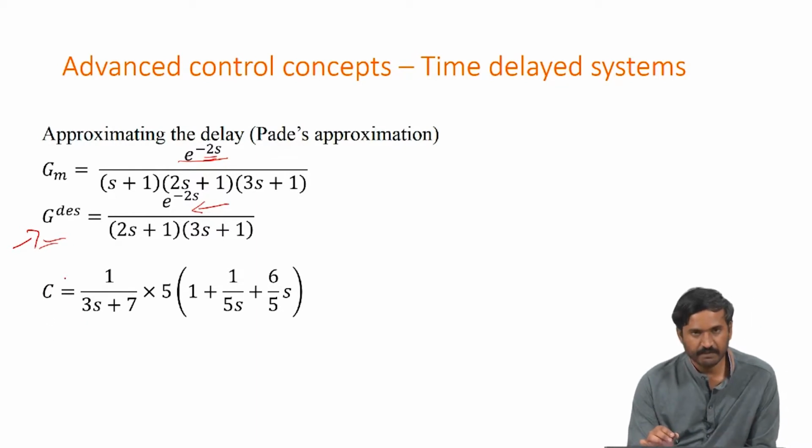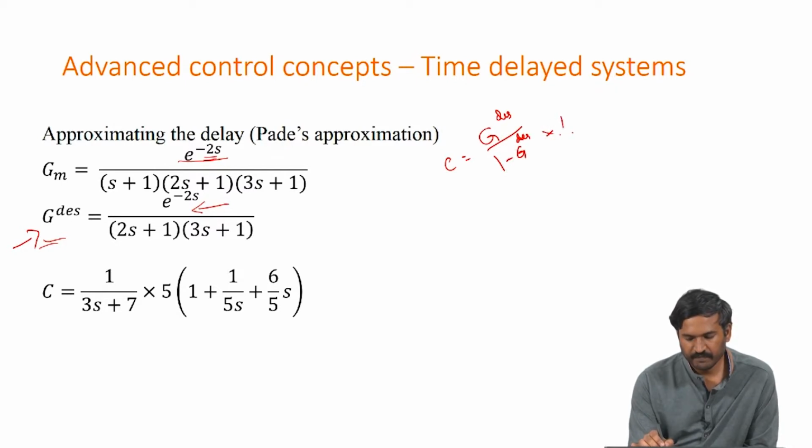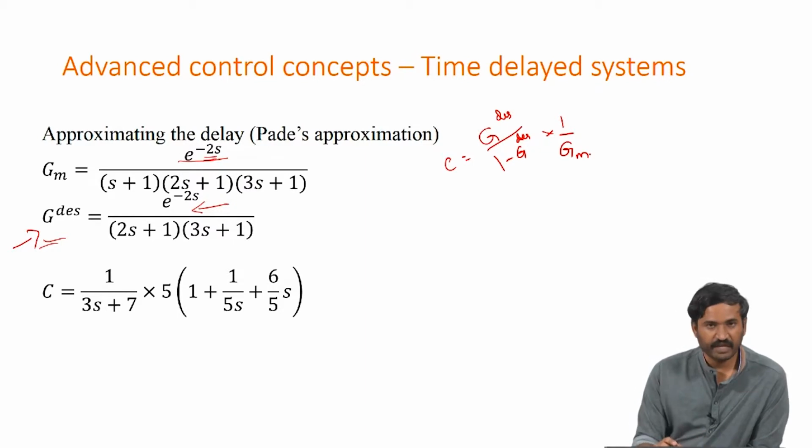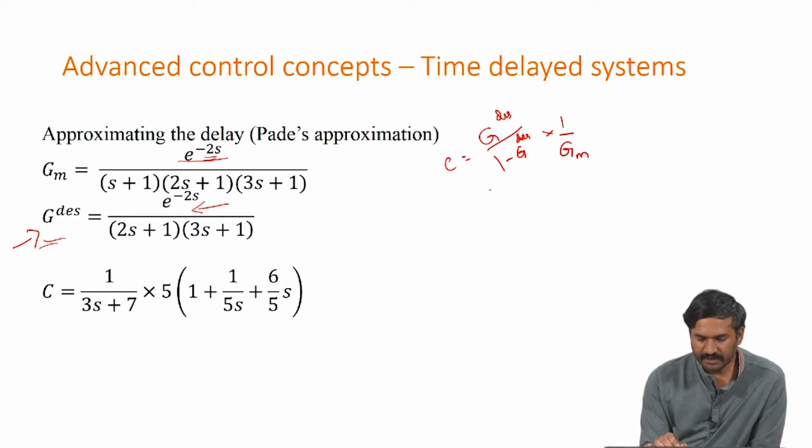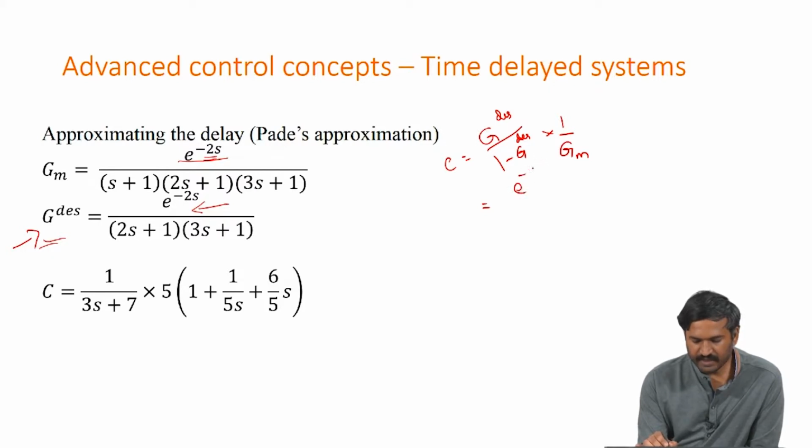Using this, we use the same direct synthesis equation, which is C equals G desired by 1 minus G desired times 1 by Gm. Now, we substitute everything and then expand it, but the key point to remember is that the e power minus 2s will get cancelled from the numerator of G desired and the denominator of 1 by Gm, but there is an e power minus 2s in the denominator which is in addition to that one term.